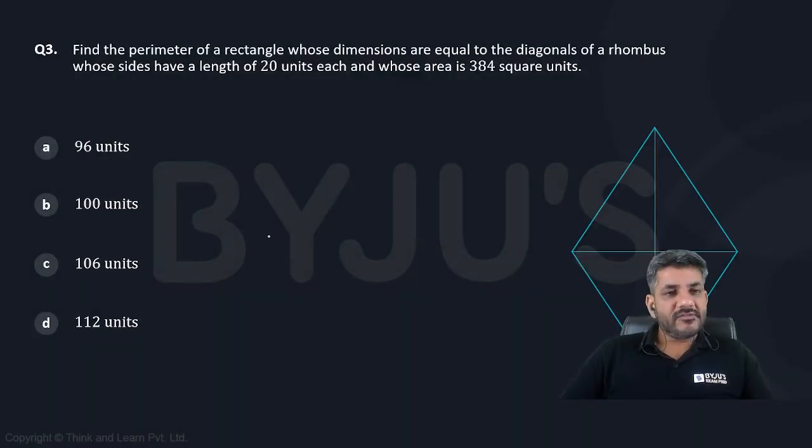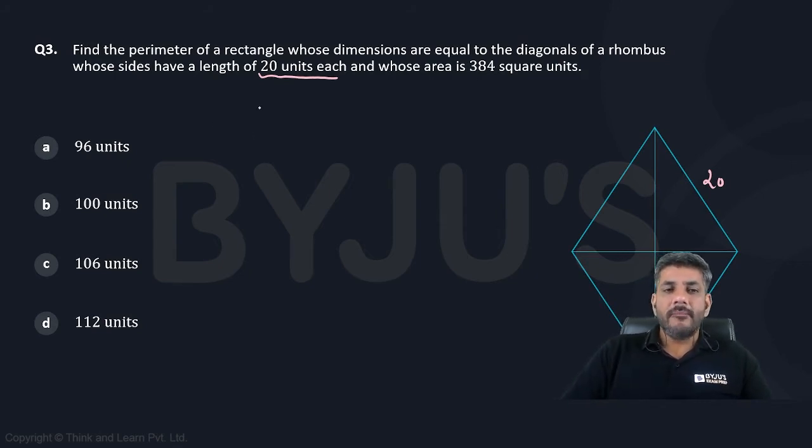So this question says find the perimeter of a rectangle whose dimensions are equal to the diagonals of a rhombus, whose sides have a length of 20 units each and whose area is 384 square units. So first of all, he says the side of the rhombus is 20. I hope everyone knows a rhombus has all equal sides. So this would be 20, 20, 20, 20. They all would be 20.